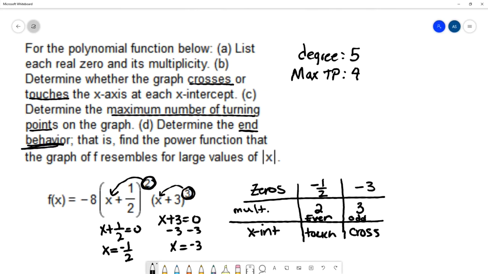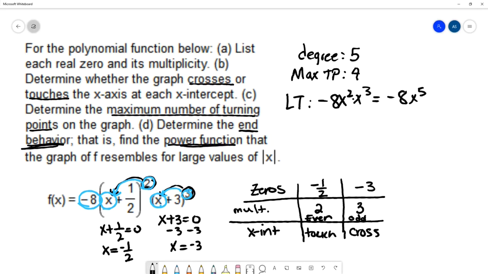So to determine the end behavior of the graph, we want to pay attention to our leading coefficient here, as well as all our variable terms. So if we apply the power to the variable and then multiply, we're going to have a leading term of -8 x squared times x cubed, and that's -8x to the 5th. So our power function for this graph is going to be -8x to the 5th.